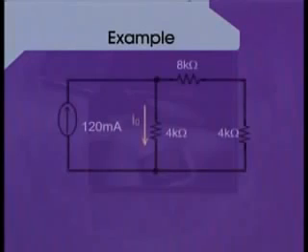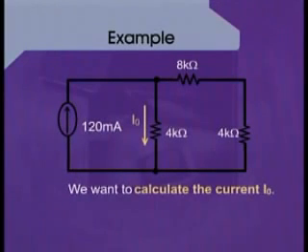The slide shows a resistive network having 2 meshes, whereas in this network an independent current source has been used. The value for this current source has been given as 120 milliamperes. Now, the values of the resistances in this circuit have been mentioned as well, and we want to calculate the current I0.